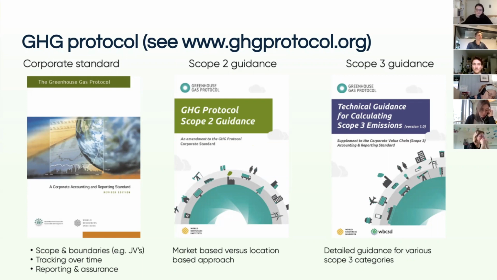Then there is the Scope 2 guidance. So remember, Scope 2 is all about electricity and heat that you procure. And an important element in there is the market versus the location-based approach. I will get back to that in a minute. And then a big part of the guidance is around Scope 3. Remember, Scope 3 is everything in the value chain, both upstream and downstream. This Scope 3 guidance will provide you with a lot of useful details on how to do that. Next slide, please.